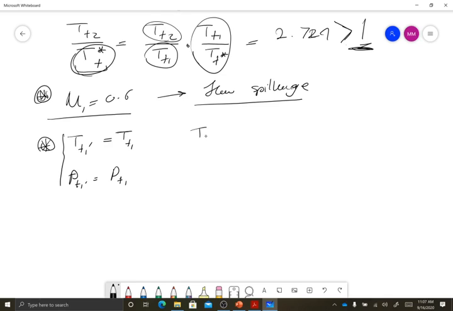Exactly. So we have already calculated TT2, which is going to become the TT star, let's call it T1 prime star, right? So the new sonic condition at the outlet. And we already have calculated that to be 1786. Okay, we can find this ratio, TT1 prime over TT1 prime star, to be 0.3.